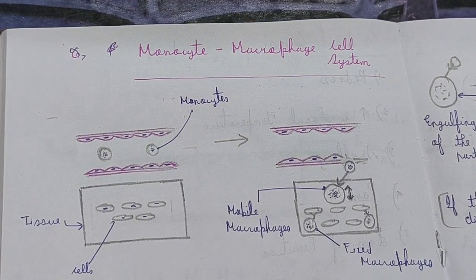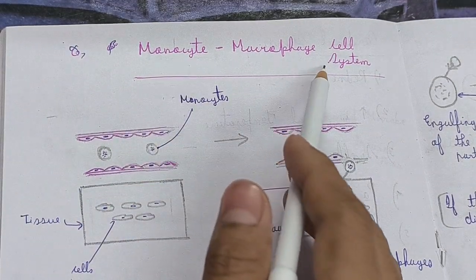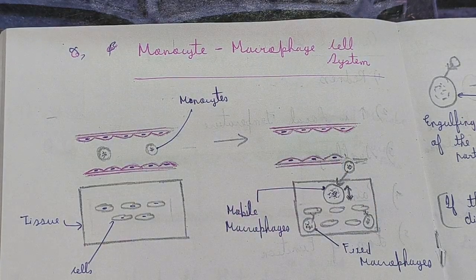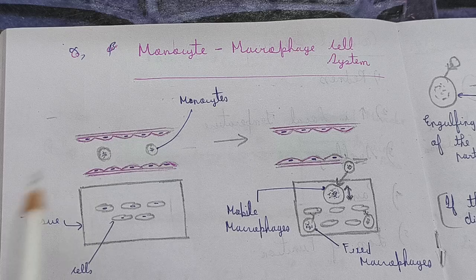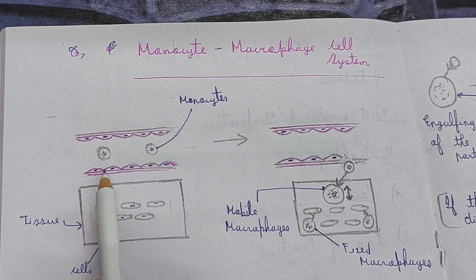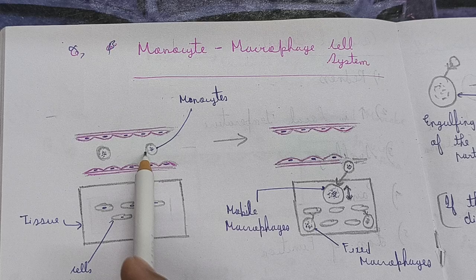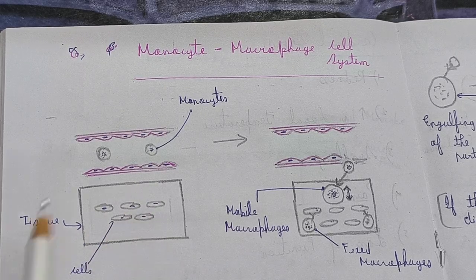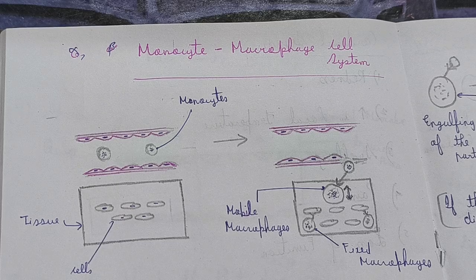Hello friends, today I am going to make a video on the topic of the monocyte macrophage cell system, also known as the reticuloendothelial system. First of all, you should know that this is a blood vessel and this is a monocyte, and this is a tissue, and inside this tissue these are the cells and these are the tissue spaces.